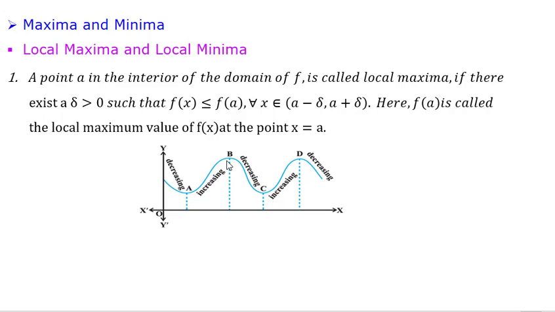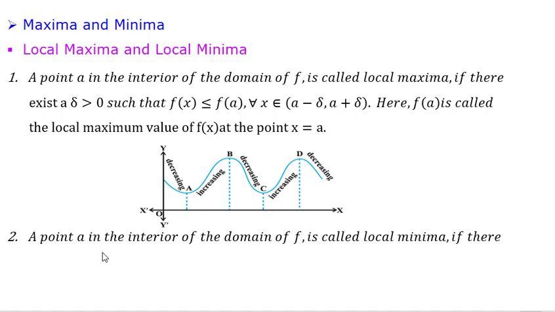Similarly, at point D, towards its left and towards its right I am getting lesser values, within delta, where delta is a very small value. For a very small change in the position of D towards left and right, we get a function value less than f of D. So D is a point of local maxima. Here B as well as D are points of local maxima, and in the same way point A and point C are points of local minima.